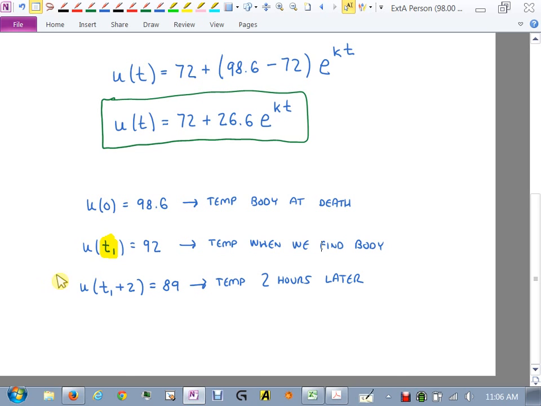Okay, now we need to use this function kind of against itself so that we can figure out what k is. I know that when I plug in 0, it spits out 98.6. When I plug in T1 for t, it should spit out 92. And when I plug in T1 plus 2, this whole thing should spit out 89. Yes? Okay, so I'm going to write that down on the next page because I'm out of room here.